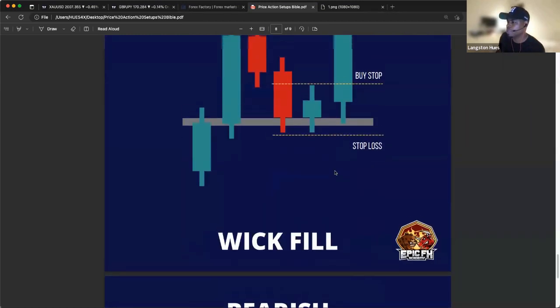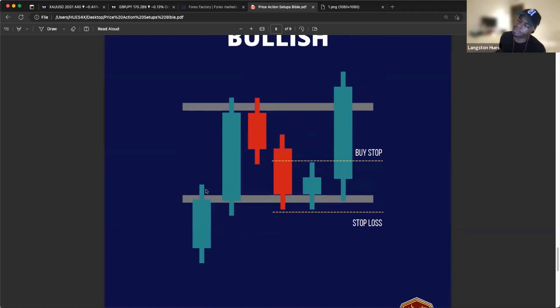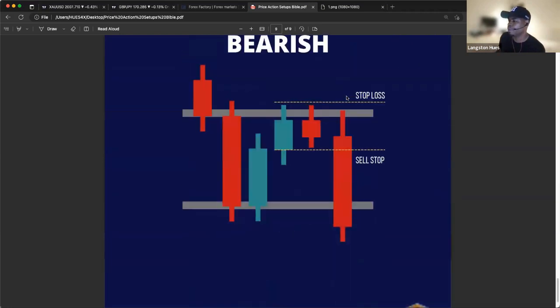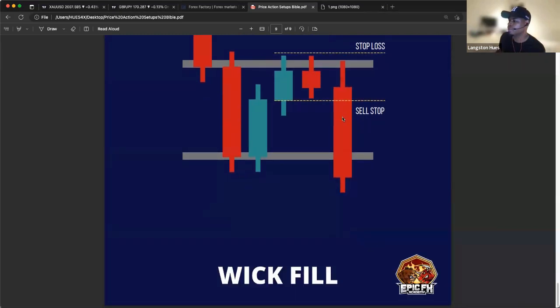You have a wick fill setup where price creates a high, retraces, and it's also trading inside of the range. So price comes into the range, creates a high, comes back down to retest sort of, and forms a support. Then on the high of this candle, we enter the trade. You have the bears version as well. Price comes down into the range, comes back up to the top, and then drives down after forming a resistance to fill the wick.